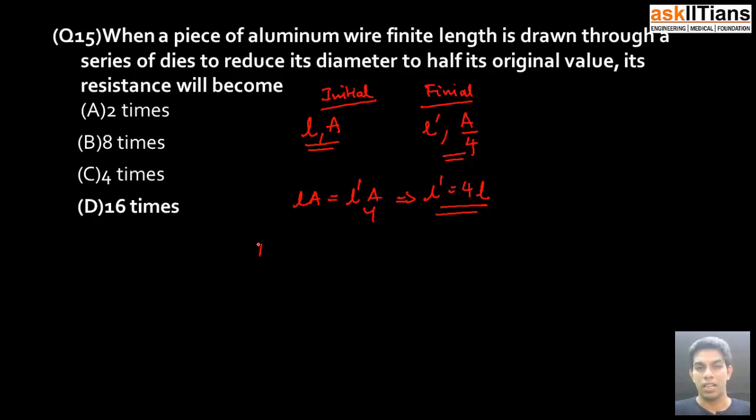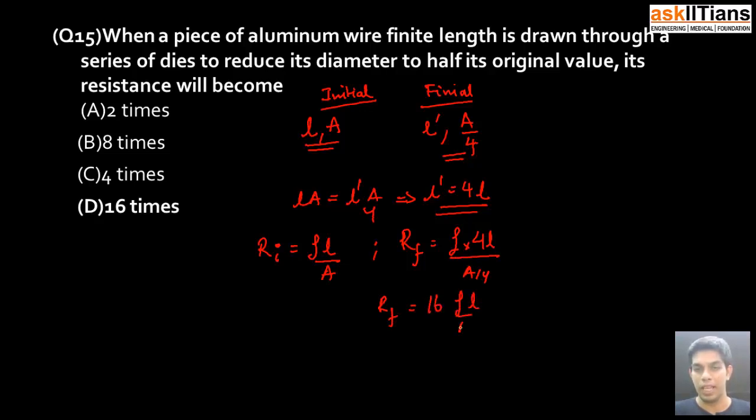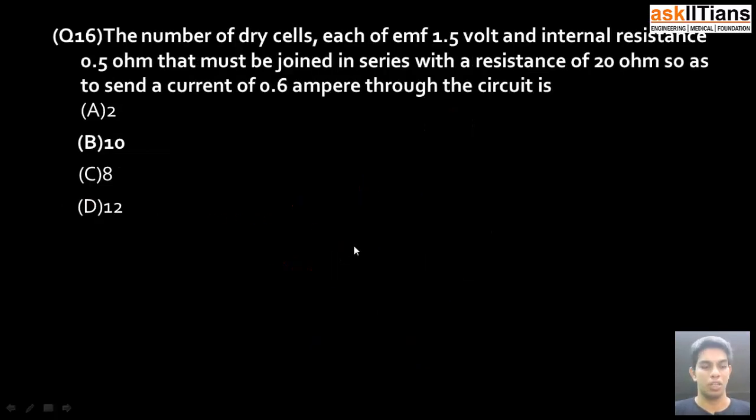So the resistance, let's say the initial resistance Ri is equal to rho L by A. The final resistance, Rf, is equal to rho into 4L divided by A by 4, which gives me Rf equal to 16 times rho L by A, or Rf is equal to 16 times R initial. So D is the correct answer. Let's move on to the 16th question.